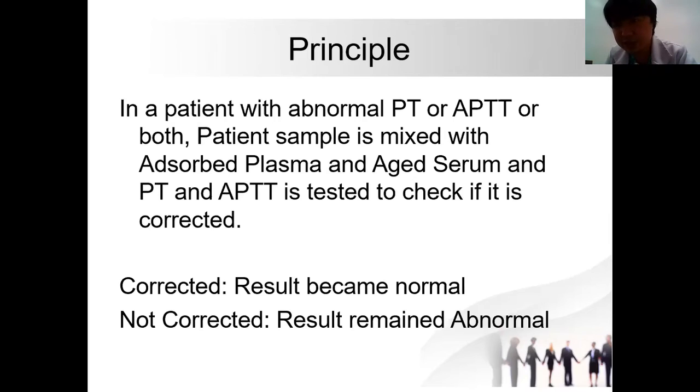Is it significant, Sir Gio, if it is not corrected? Yes, because you know that aged serum and adsorbed plasma are lacking some factors that could be the same factors lacking in the patient. Therefore, there is no substitution to be done. For example, factor 2. If factor 2 is deficient, then it is absent in both aged serum and adsorbed plasma. Therefore, the patient's result will still not be corrected. You will understand that as we move forward.